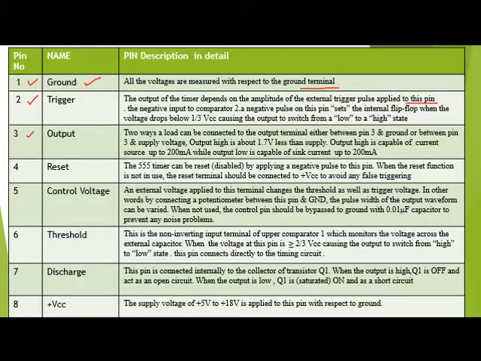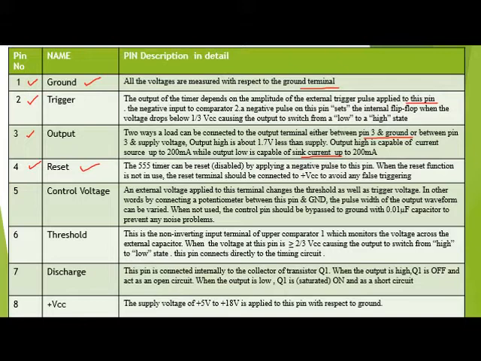Pin number 3: a load can be connected to the output terminal either between pin number 3 and ground, or between pin number 3 and the supply voltage. When the output voltage is high, it is about 1.7 V less than the supply voltage, and it is capable of sourcing current up to a minimum of 200 milliamps. While the output is low, it is capable of sinking current up to 200 milliamps.